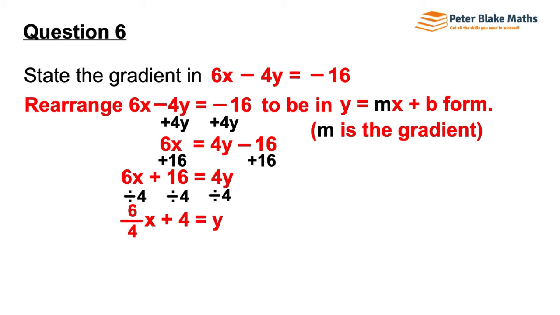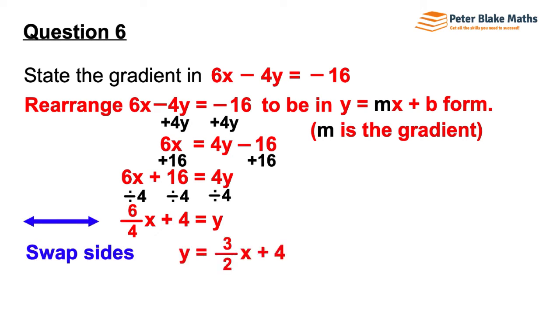And we're almost there for our preferred form here, the y equals mx plus b form. Y is on its own and everything else is on the other side, but let's just switch sides for it. And we get y equals 3 on 2x plus 4.